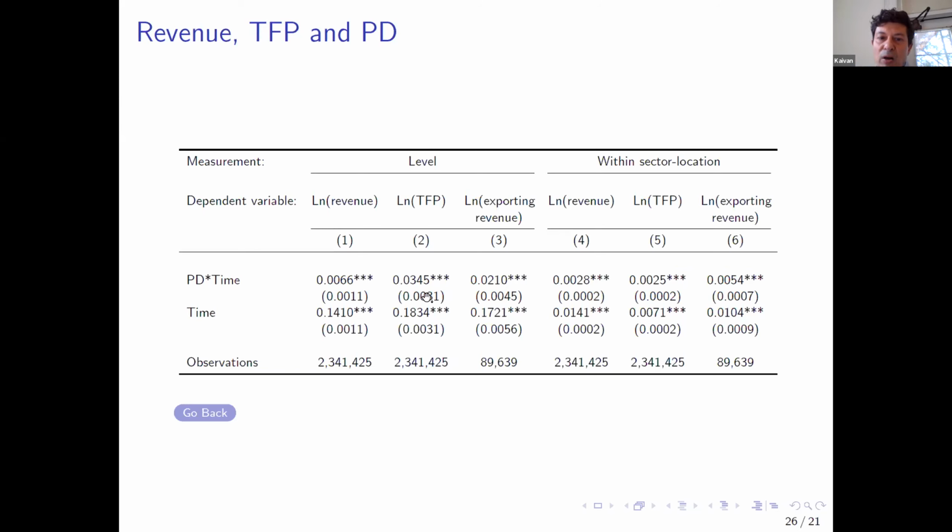And if you look at column 1 and column 3, what you find is that the coefficient on the birth county population density variable interacted with time is positive and significant, both for domestic revenue as well as for export revenues. Moreover, the coefficient on export revenues is larger than the coefficient on domestic revenues. So it's not as if these firms from high population density counties don't do well when they go into exporting. They do, if anything, they do better in exporting than they do in domestic production.